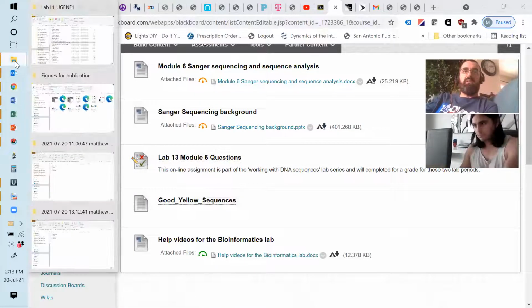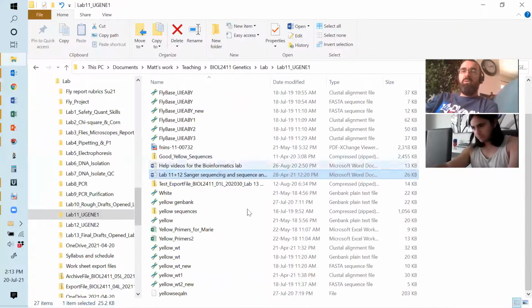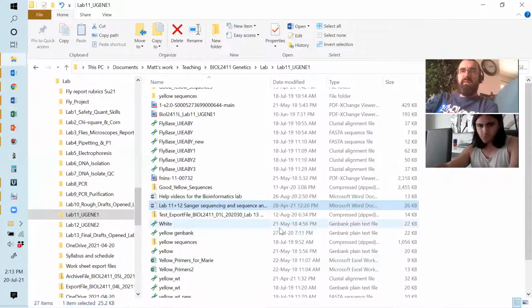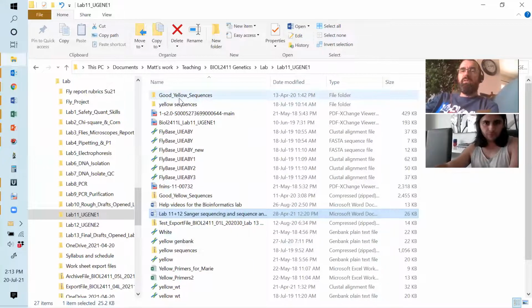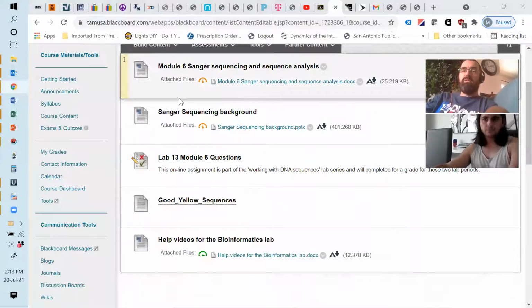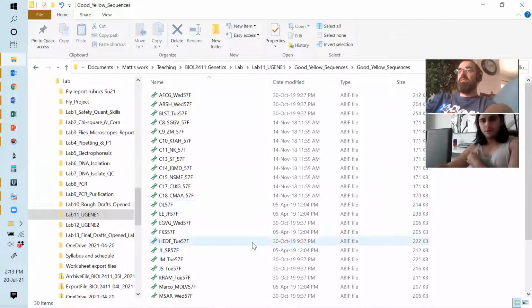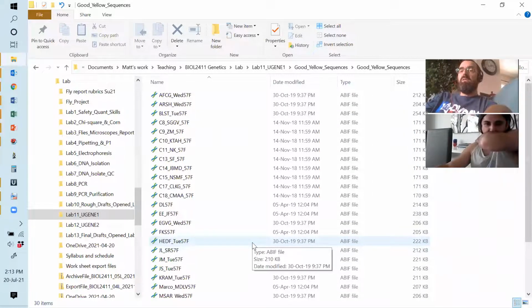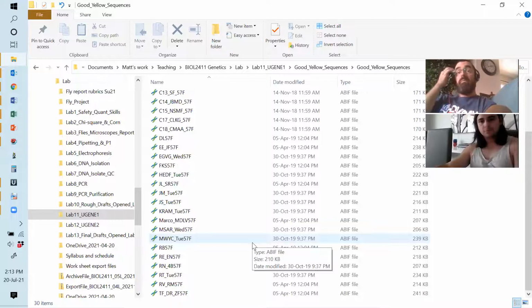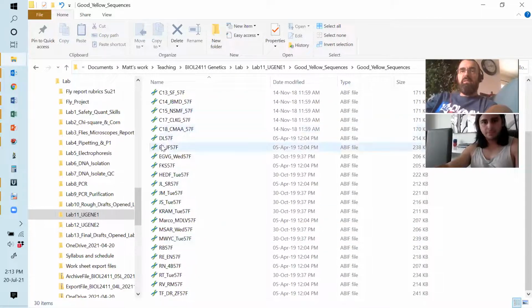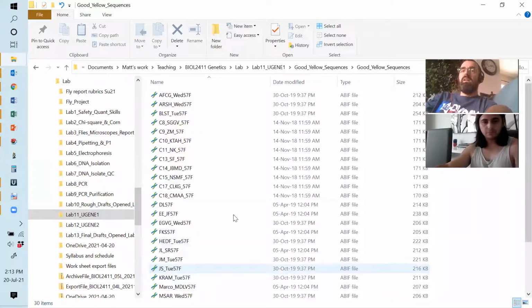What does that look like? Which one did I use? Good yellow sequences. Right, so when you extract it, it'll look something like this. These are all of the sequence files that are in that zip file. And I'm guessing that these different letters are initials of the students. You don't need to use all of them. You should use some of them.